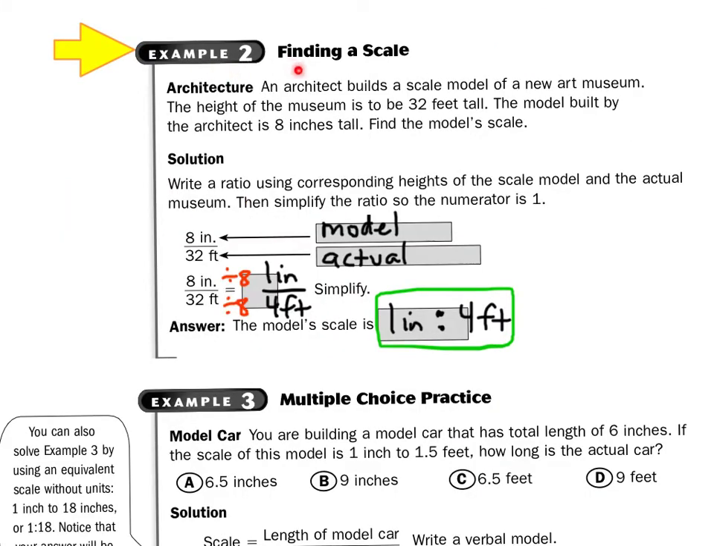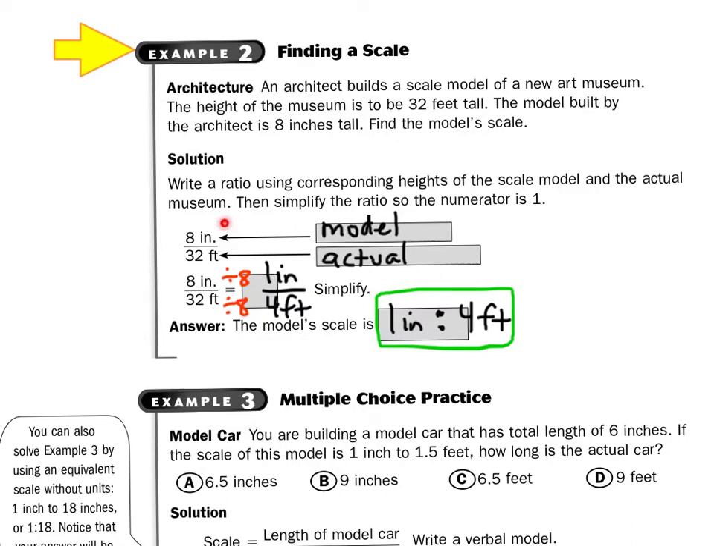Okay, look at example 2 with me, finding a scale. An architect builds a scale model of a new art museum. The height of the museum is to be 32 feet tall. The model built by the architect is 8 inches tall. Find the model scale. So we want to write a ratio. And remember, the word ratio means a fraction. So we're writing a ratio to find the actual scale. So you always have to simplify it so that the numerator is 1. Remember, before we wanted the denominator to be 1. Now we want the numerator to be 1, the top number.